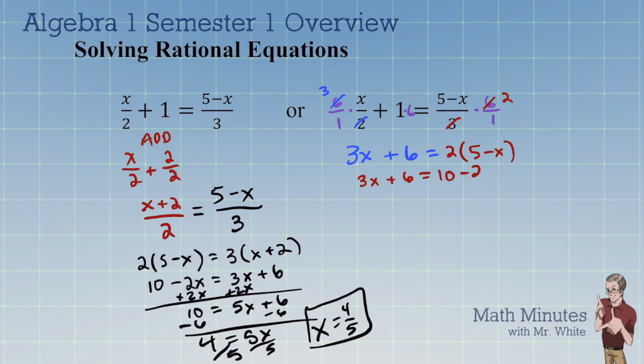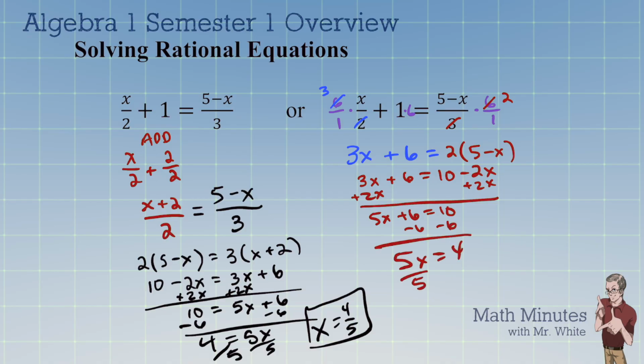10 minus 2x. I then add 2x on both sides. 5x plus 6 equals 10. I subtract 6. Oh my goodness, look what's going to happen. Divide by 5, and we get the same answer, x equals 4/5. So both ways are very acceptable. I would say if you can get the hang of multiplying by the least common multiple, it can shorten the problem and make it a little less confusing once you get the hang of it, but it is a little tricky at first, I'll give it that.